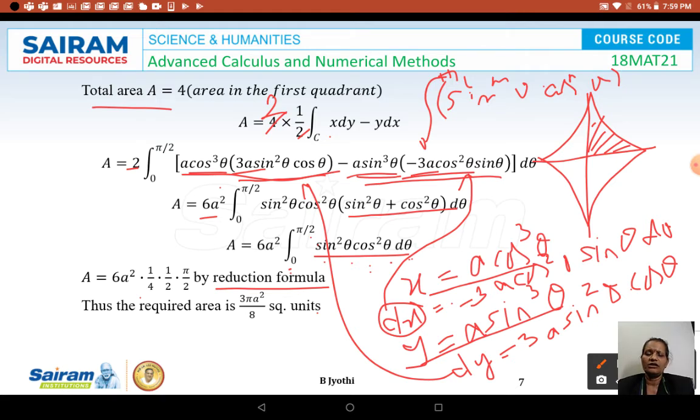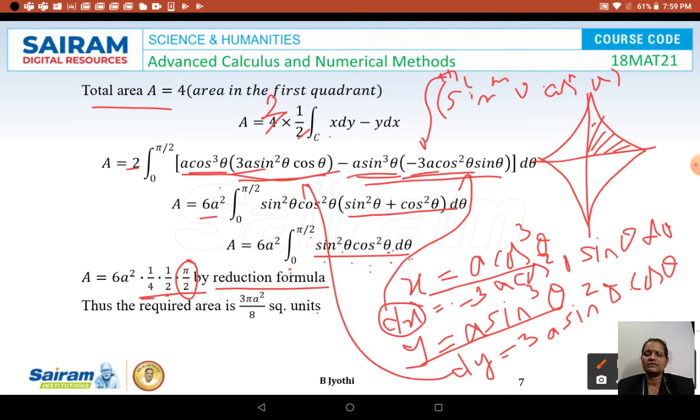So divided by m plus n minus 2, like this it will be coming. So m plus n is 2 plus 2, so it will be 4, and m plus n minus 2 will be 2, and since both are even terms, therefore it has to be multiplied as pi by 2 at the end. That is by using the reduction formula.